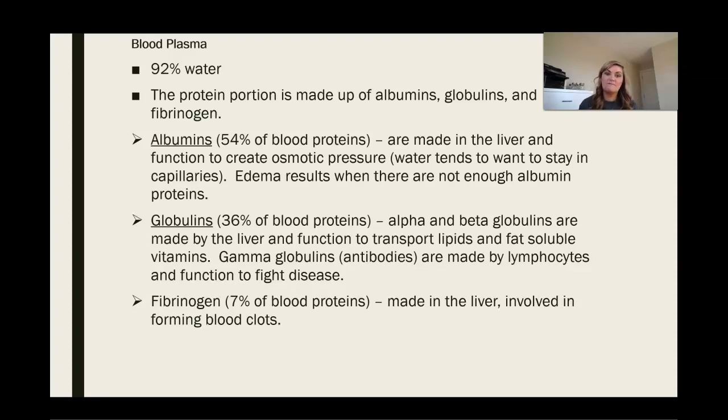Now, albumins are going to make up 54% of the proteins that you'll find in this plasma. These are going to be made in the liver, and they're going to function to create osmotic pressure. So water tends to want to stay in capillaries, so it's actually going to help to bring the fluids from the capillaries out and into the different tissues. And so that will help things come across, and it'll also be able to bring it from the tissues back in. And so edema is going to result when there's not enough albumin proteins found in the blood, so it's not able to take the liquid from the tissues and put it back into the bloodstream.